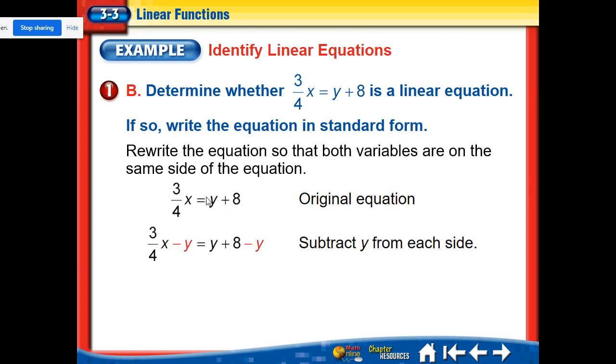So first, they went ahead and moved the y over. This is positive y, so to move it to the other side, I'm going to put negative y. Again, you can write it like this so that those will cancel. And so we have 3/4 x minus y equals 8. Now we need to get rid of that fraction. So we're going to multiply everything by 4.